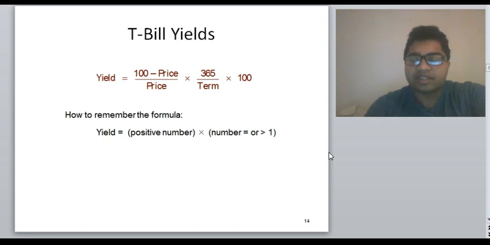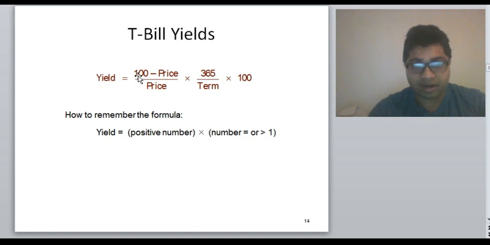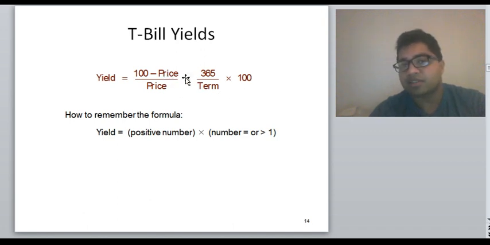Now the yield is an annualized term. Yield is always annualized. So the yield calculation that you are seeing here is annualized. The reason why we annualize it is so that we can compare. So the formula for yield is (100 minus price) divided by price, multiplied by 360 divided by term, multiplied by 100. Price is what you pay to buy the bond. So how much are you gaining and in what duration are you making the gain? This is the explanation for the formula.